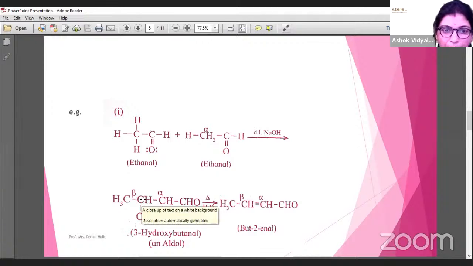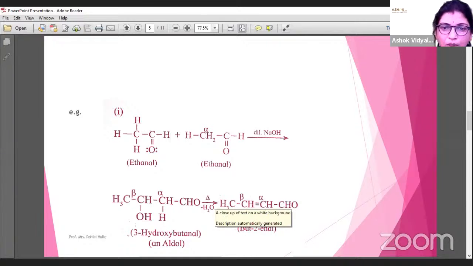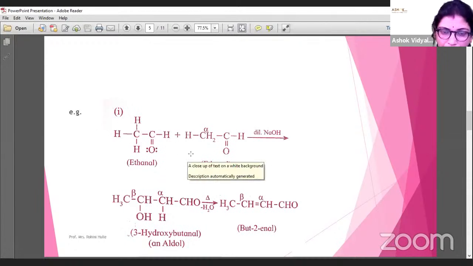See, this is the alpha carbon atom and beta carbon atom, and this is the beta hydroxy group, and there is removal of a water molecule to form but-2-enal. This is an alpha beta unsaturated aldehyde. This is an example of aldol condensation. We must always take two molecules of aldehyde in aldol condensation. Okay.